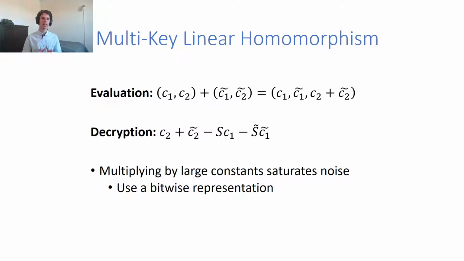The second piece of achieving linear homomorphism is to allow multiplication by constants. Of course, multiplying by a large constant could saturate the noise of the ciphertext, which would prevent us from decrypting correctly. The standard trick to resolve this is to use a bitwise representation of the messages being encrypted, and this will ensure that multiplying by a large constant doesn't saturate the noise, since we're able to multiply just the particular components and scale everything.